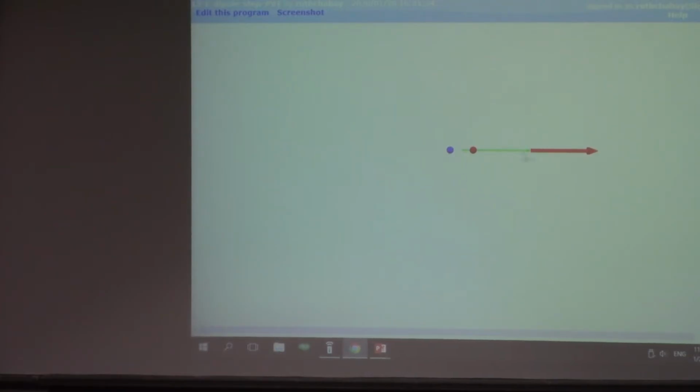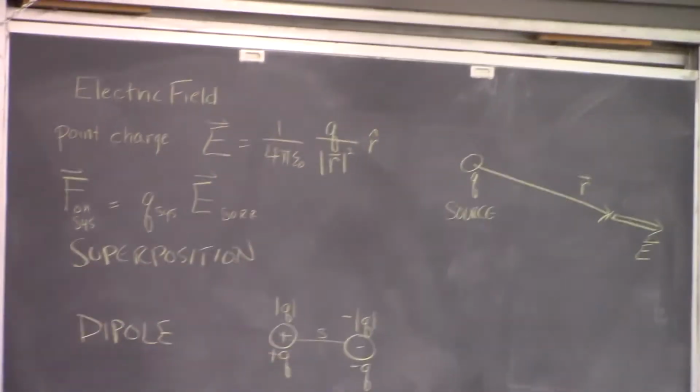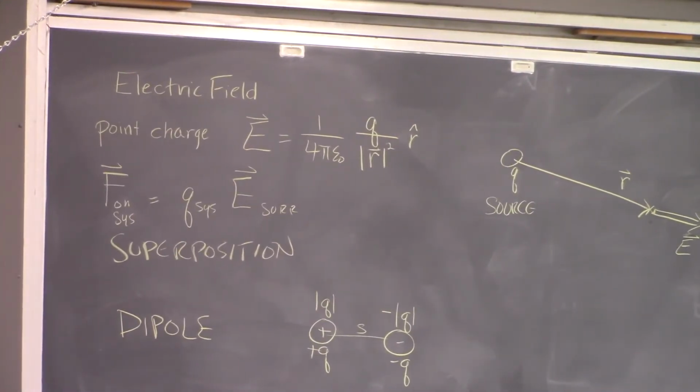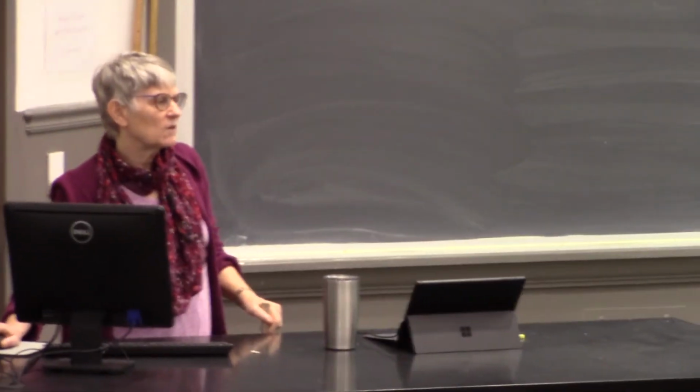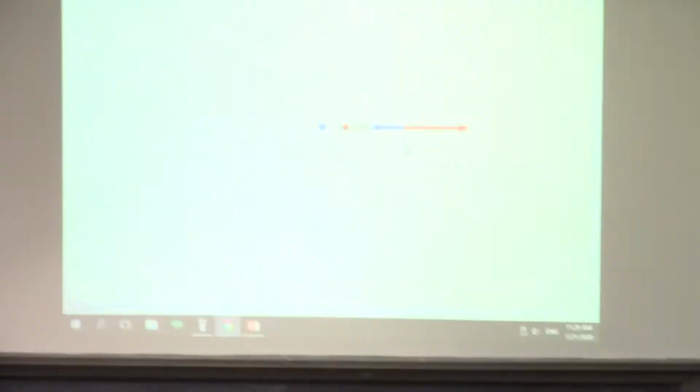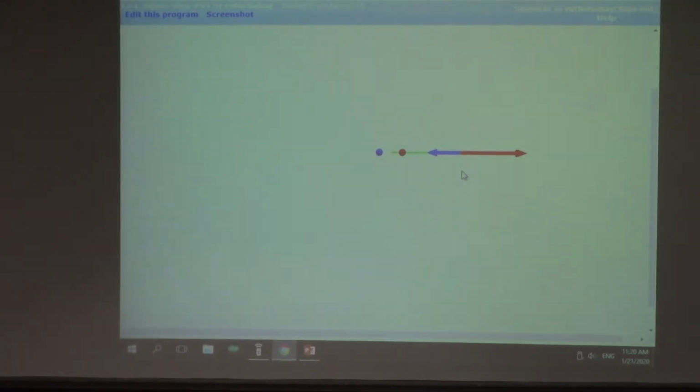The red arrow here is the contribution of the positive charge, and the blue arrow there is the contribution of the negative charge. How are we calculating them? We're actually using this equation to calculate the contribution of each charge. And when we add those up, you can see that because the positive charge is closer to this location, its contribution is larger, so the net field is the vector sum of those two vectors, and it points that direction.